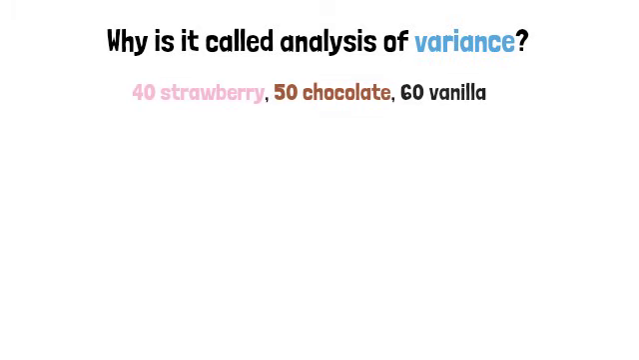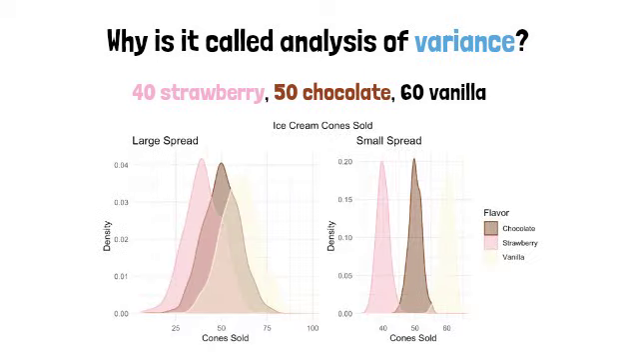You might ask yourself, if we're comparing means, why is it called analysis of variance? Suppose that on average we sold 40 strawberry, 50 chocolate, and 60 vanilla cones daily. Are these numbers close together or not? It's hard to tell by just comparing the averages alone. Taking into account the variability allows us to see whether these means are significantly different or not. For example, in the plot on the left, the variability is higher and there's a lot of overlap amongst the three flavors. Whereas on the right, there is lower variability within each group, and the differences in the three group mean flavors look more distinct.